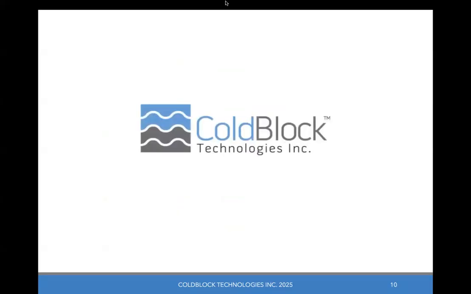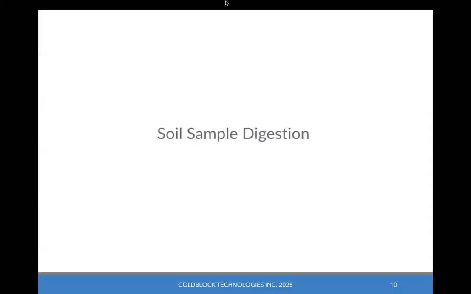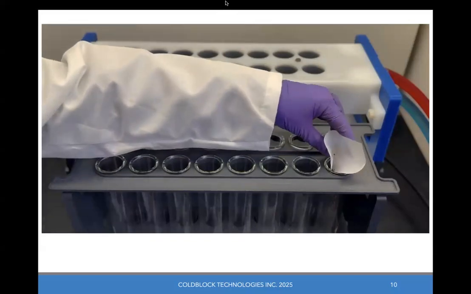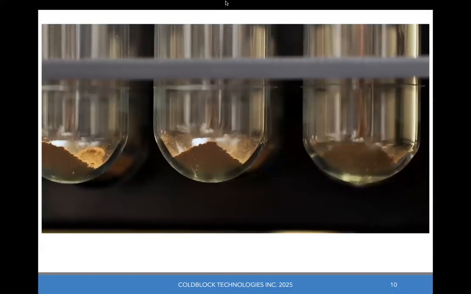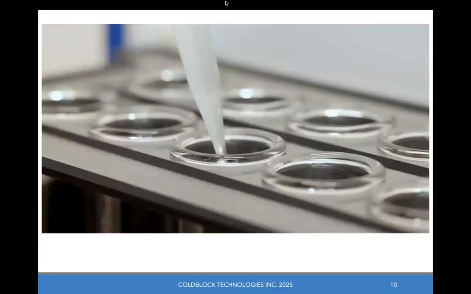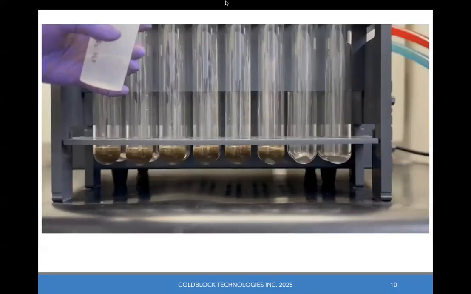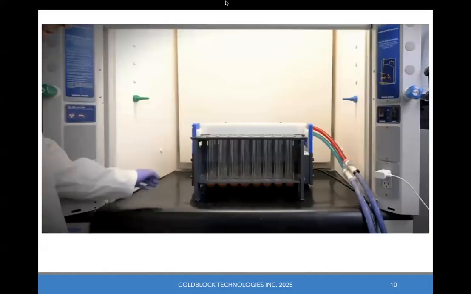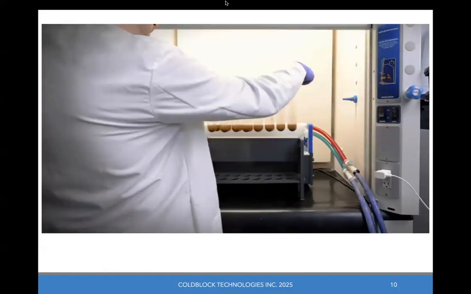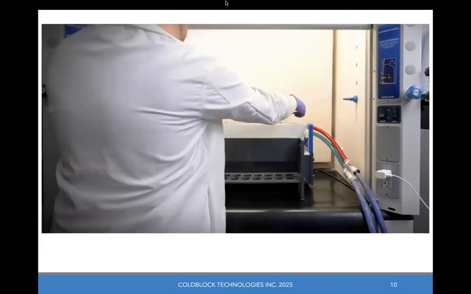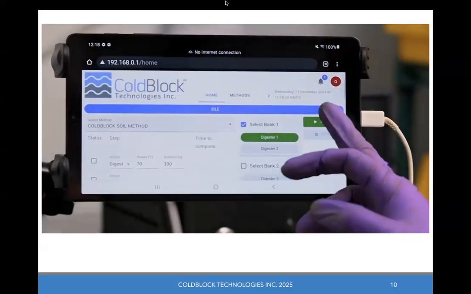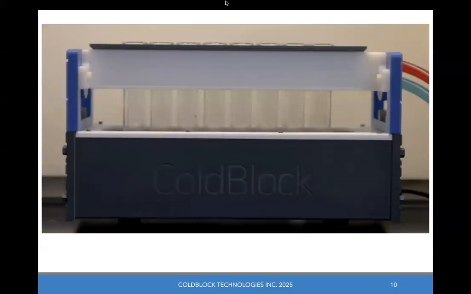In this video, we'll demonstrate the digestion of soil samples using ColdBlock digestion technology. 0.5 grams of the soil sample is weighed and added to the tubes. Medium-sized tubes are used for this digestion. 10 milliliters of 1-to-1 nitric acid and 5 milliliters of 1-to-1 hydrochloric acid are then added. The transfer tray allows all tubes to be moved at once, and it's placed into the ColdBlock. The samples are digested at 70% power for 5 minutes.